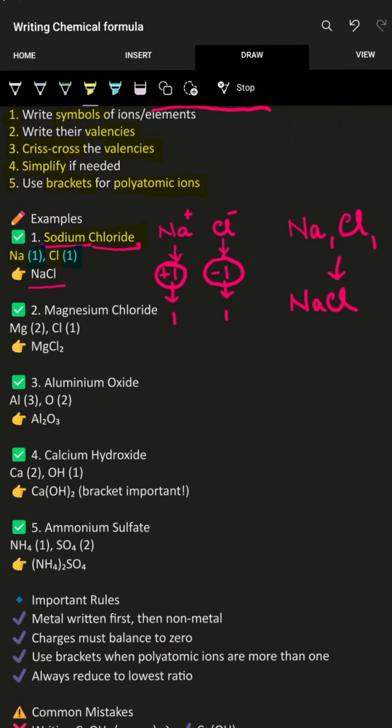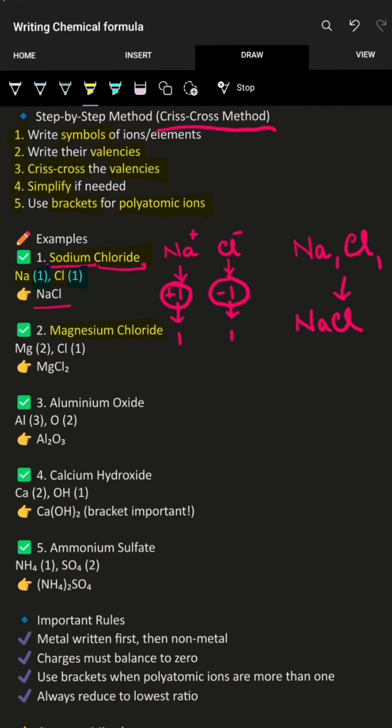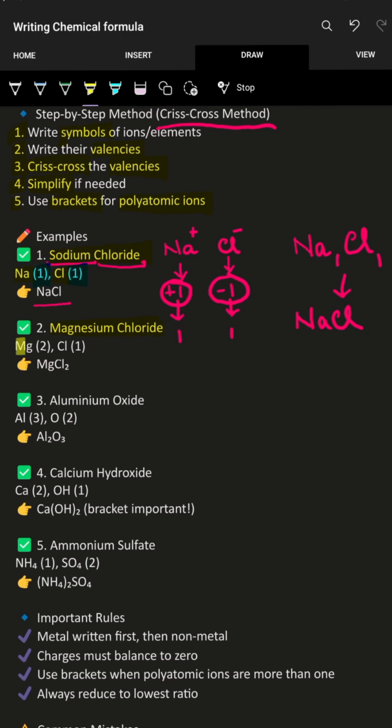Magnesium chloride, second one. So what was it? Write the symbol of magnesium, symbol of chloride. Okay, so then again let me tell you, symbol of magnesium is Mg2+, and symbol of chloride ion is Cl minus. Symbol of magnesium ion is Mg2+ along with its valency. So this is the valency of magnesium. What is the valency? 2 is the valency of magnesium.